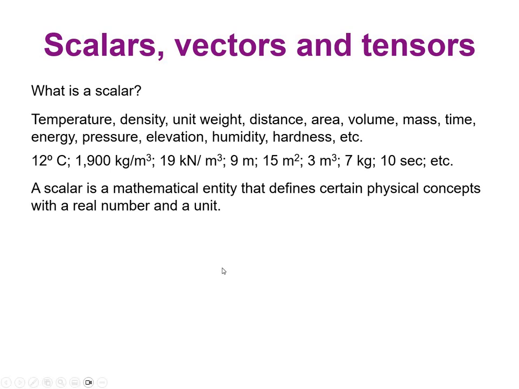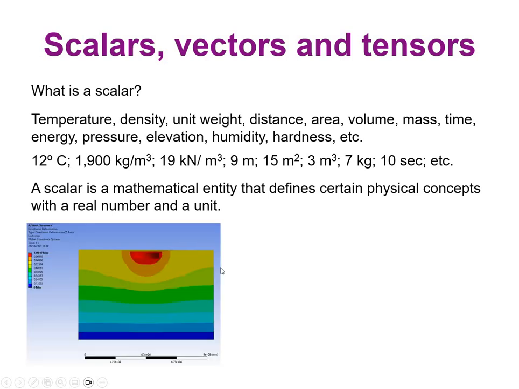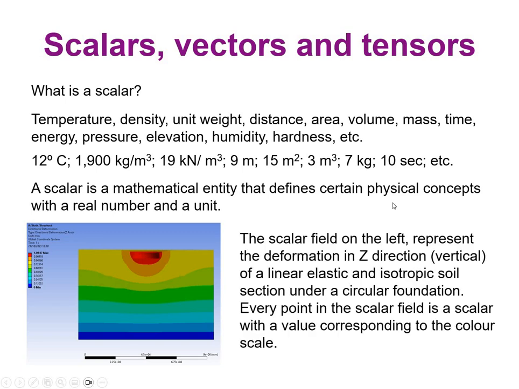This is a way of defining a scalar, and we use scalars on a daily basis when we study engineering, civil engineering in particular. Here, for example, I have the results of an analysis made with finite element method in a soil that is considered isotropic linear elastic. So basically I have a scalar field. A field is this map of colors that represent different values for this directional deformation in the Z direction, which is the vertical deformation in this case. So every point of this map of colors represents a value of deformation.